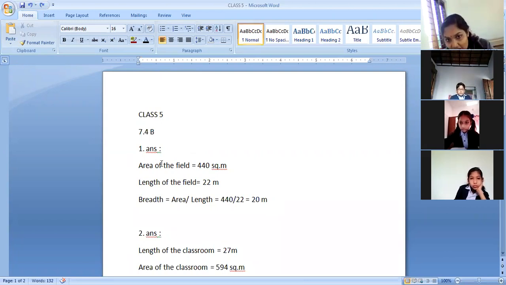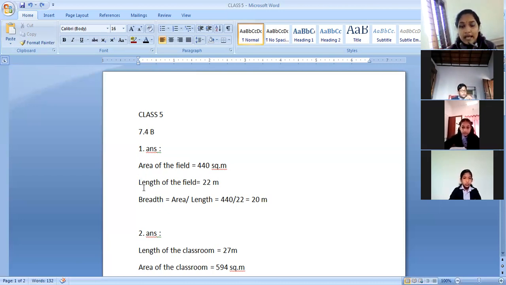That is area of the field, that is given in the question, right? Area of the field is equal to 440 square meter. And length of the field also given, that is 22 meter. You will get these two data from the question. And third, what we have to find? We have to find the breadth.